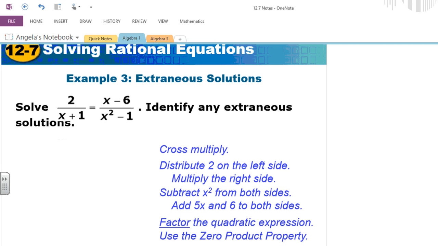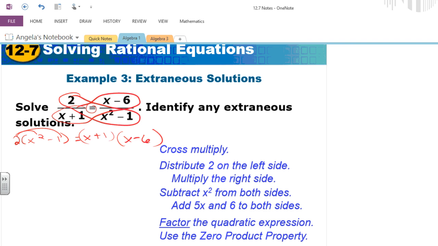All right, let's try this again. I do this time have an equal sign, so I could do cross multiplication. That's okay. Because I don't have a plus or minus on this side, I'm going to take 2 times x squared minus 1 equals x plus 1 times x minus 6. This I can distribute, so I get 2x squared minus 2 equals, I'm going to FOIL, so I get x squared. I know that my middle is going to be a minus 5x, and then I'm going to have a negative 6.